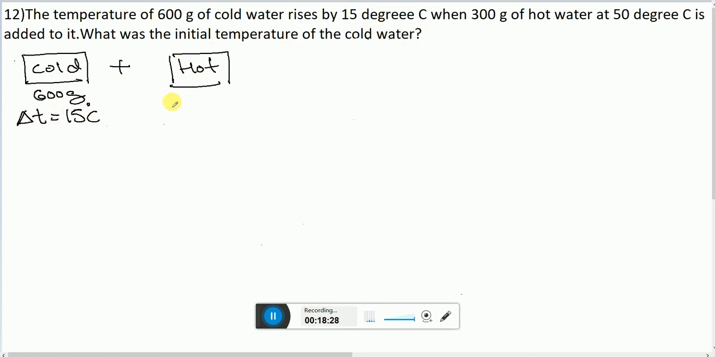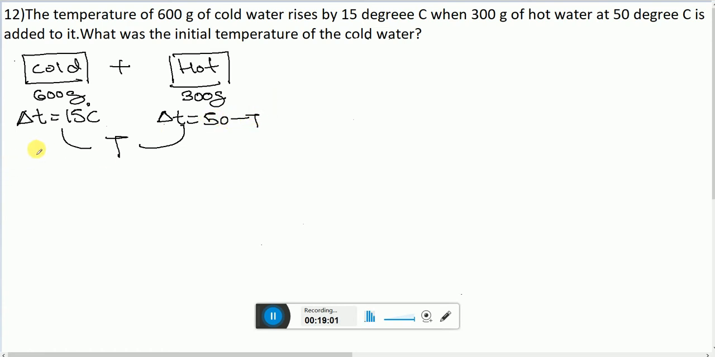For hot water, mass is 300 grams, and here we are assuming that final temperature achieved is T degree. So the temperature difference for this is 50 minus T. Here the rise in temperature is already mentioned specifically as 15 degrees centigrade. So we have taken temperature difference as 15 degree here, and here it is 50 minus T.